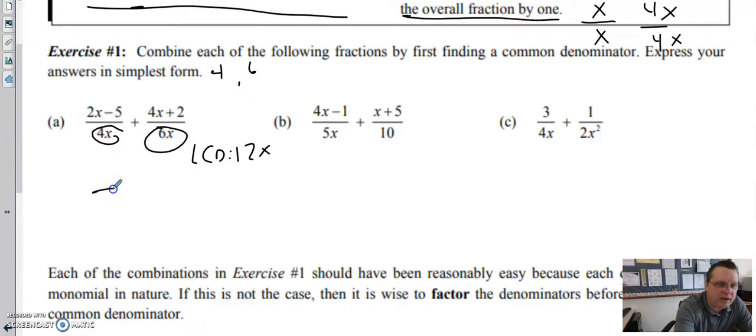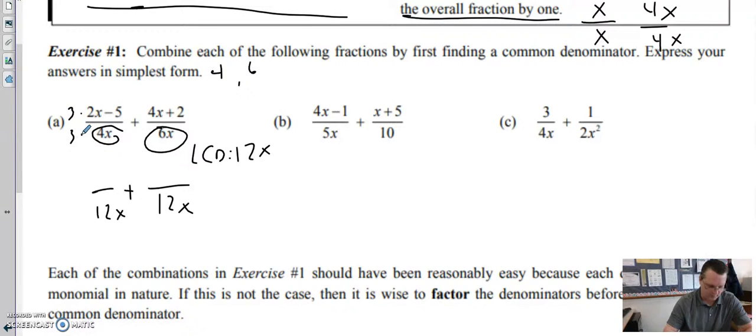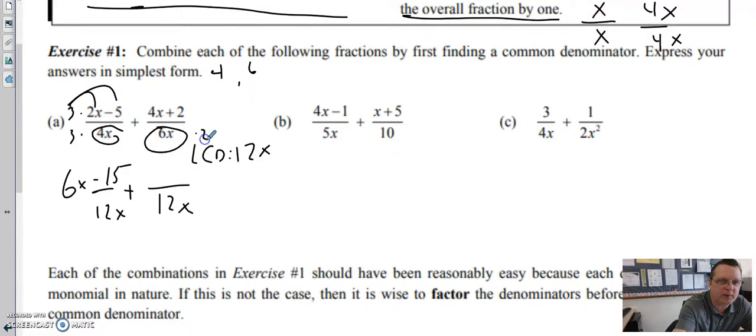So we need to have both of these as 12x's. So we need to multiply this first one by 3, because then you have 3 times 4x is 12x. And we need to make sure we distribute to both. So we have a 6x minus 15. The next one, we have to multiply top and bottom by 2, so that way I get the 12x. So we have an 8x plus 4.